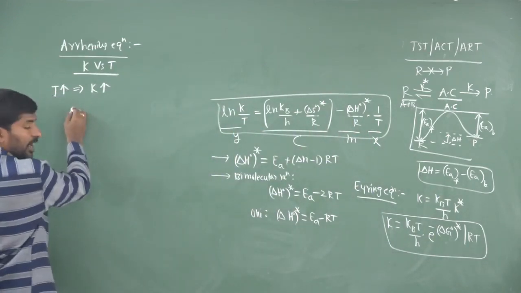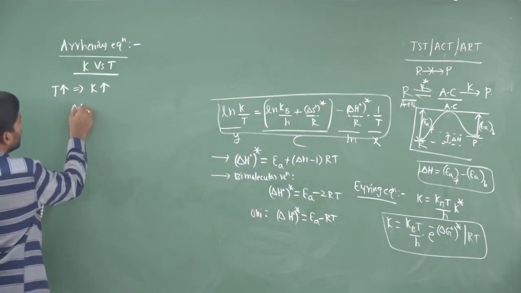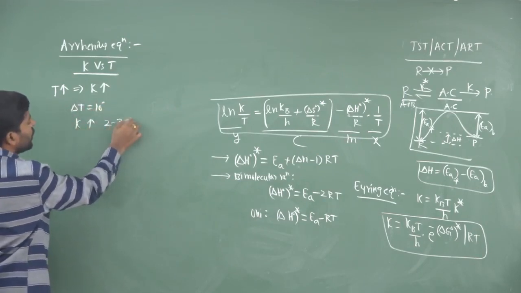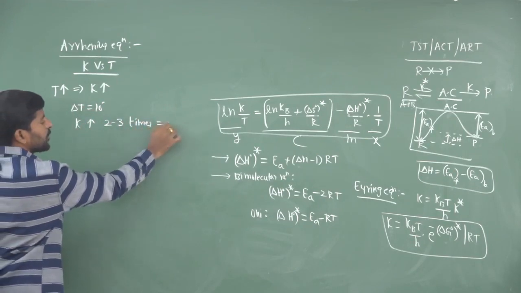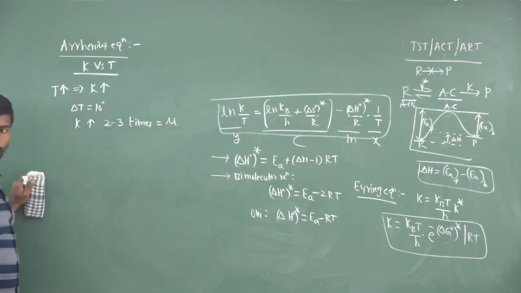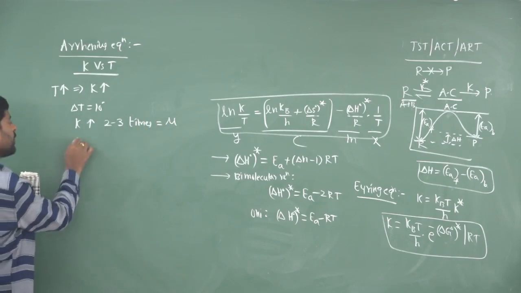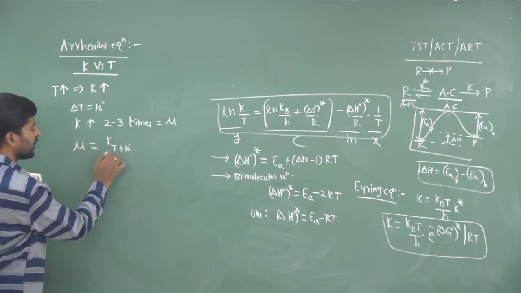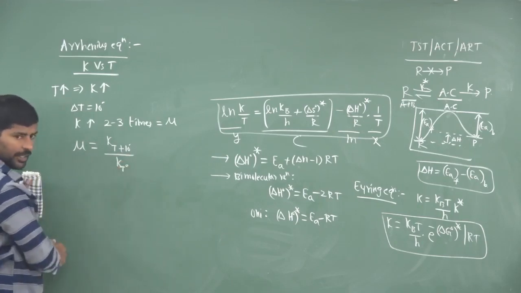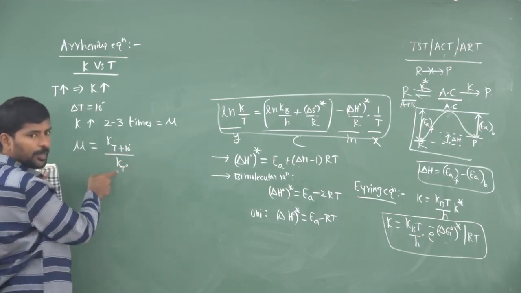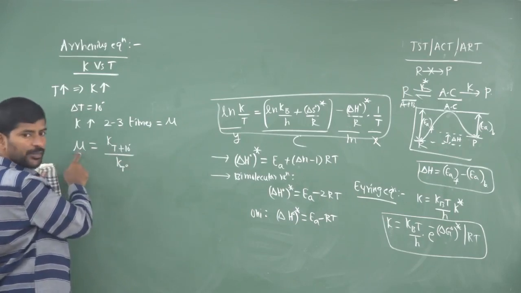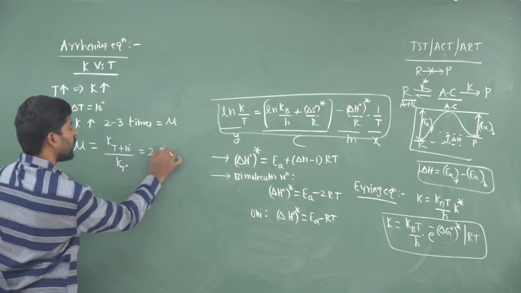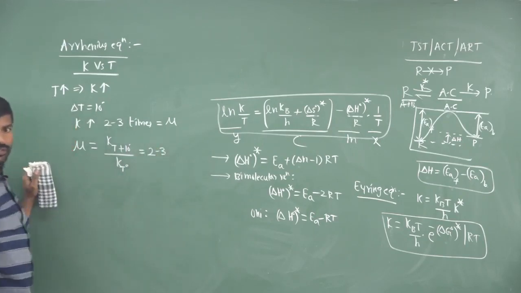For every 10 degree rise, the rate constant may increase how many times? 2 to 3 times. That is called the temperature coefficient. What is the formula for temperature coefficient? K at T plus 10 degrees divided by K at T degrees. We are raising the temperature by 10 degrees, and how many times the rate of reaction changes is called the temperature coefficient. Generally its value varies between 2 and 3.